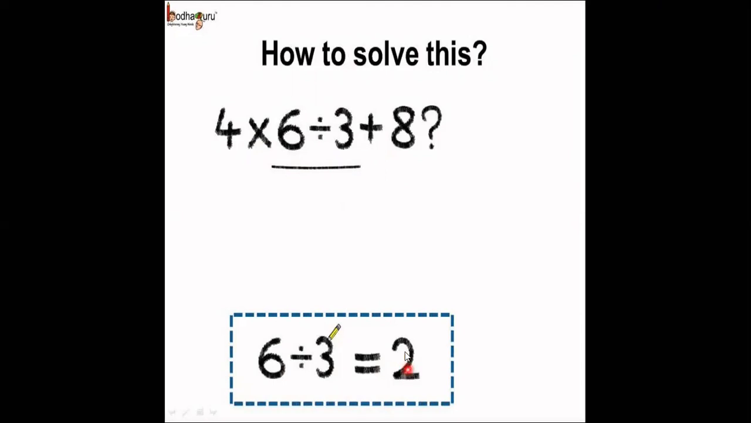One more thing I want to discuss with you is the operational signs. The operational sign of a number is written before the number. It means that 8 has the symbol plus, 3 has the symbol division, and 6 represents multiplication. But if there is no operational sign before a number, then it means addition, a positive number. Clear? So the symbol written before a number is actually its operational sign.